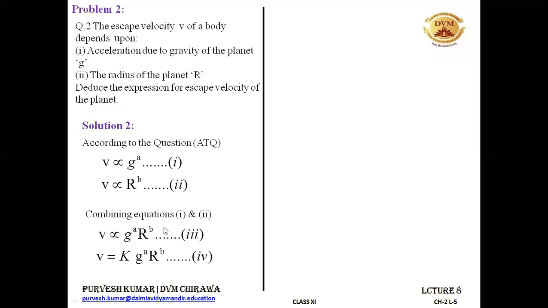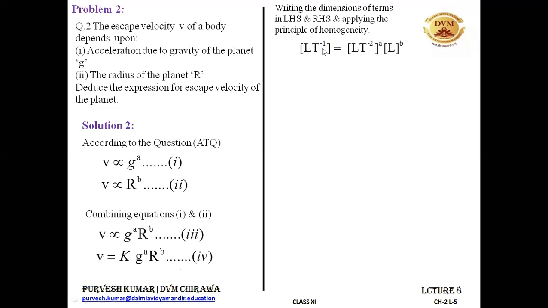Now, when you solve it, you have to write the dimensions of the quantities involved on the right hand side and the left hand side. On the left hand side is V, and V has dimensions LT minus 1. g is acceleration due to gravity, so it has dimensions LT minus 2. R is the radius, that is length, so it has dimensions capital L. So you can write it like this: LT minus 1 is equal to LT minus 2 to the power a for g, and for R, L to the power b.